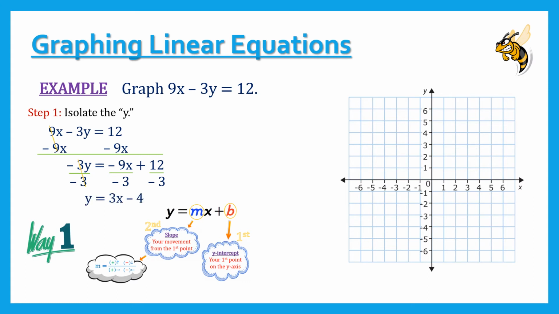So now we have y equals positive 3x minus 4. Because negative 9 divided by negative 3 is a positive 3. And a positive 12 divided by negative 3 is a negative 4.